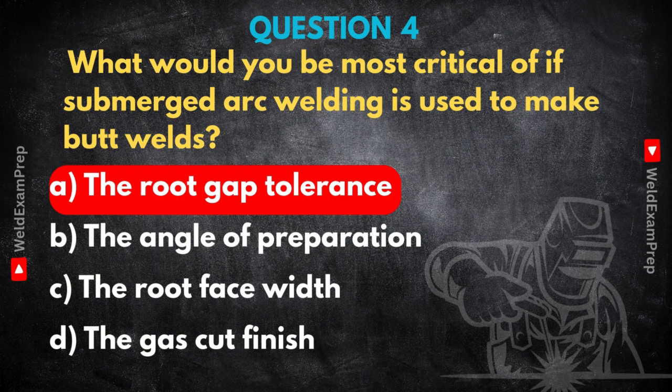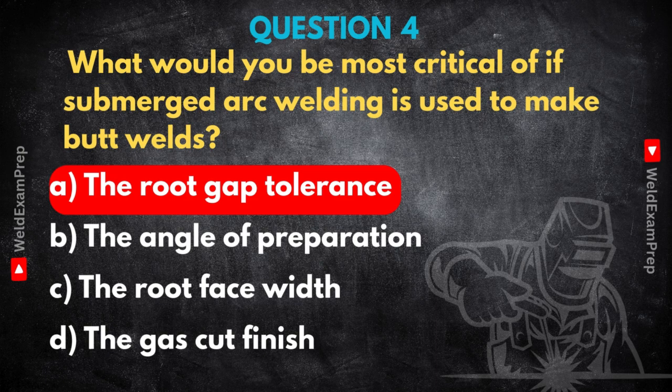So it's a very fine line, also because of its power. Exactly. It's much more sensitive to root gap variations compared to, say, the bevel angle or the root face width or even how clean the edge cut is, options B, C, and D. Those things matter, of course, but it can often tolerate a bit more variation there. The root gap, though, that needs to be spot on.